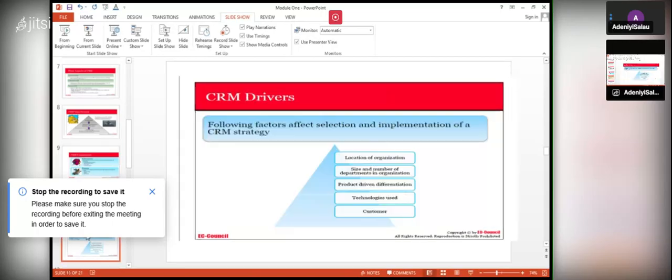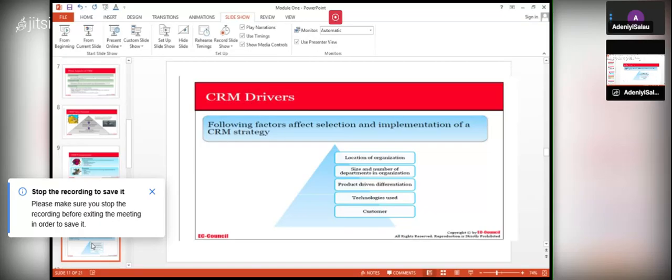So let me take this part before I close. Drivers of CRM. What are the factors that actually motivate organizations to adopt CRM? The first thing is the location of the organization. When you are in a particular location, you are limited to that location. As an organization, you want to be able to do business beyond the immediate location. In that case, you need CRM, because one of the things I said about CRM is that it will allow customers to interact with you from whatever location they are.